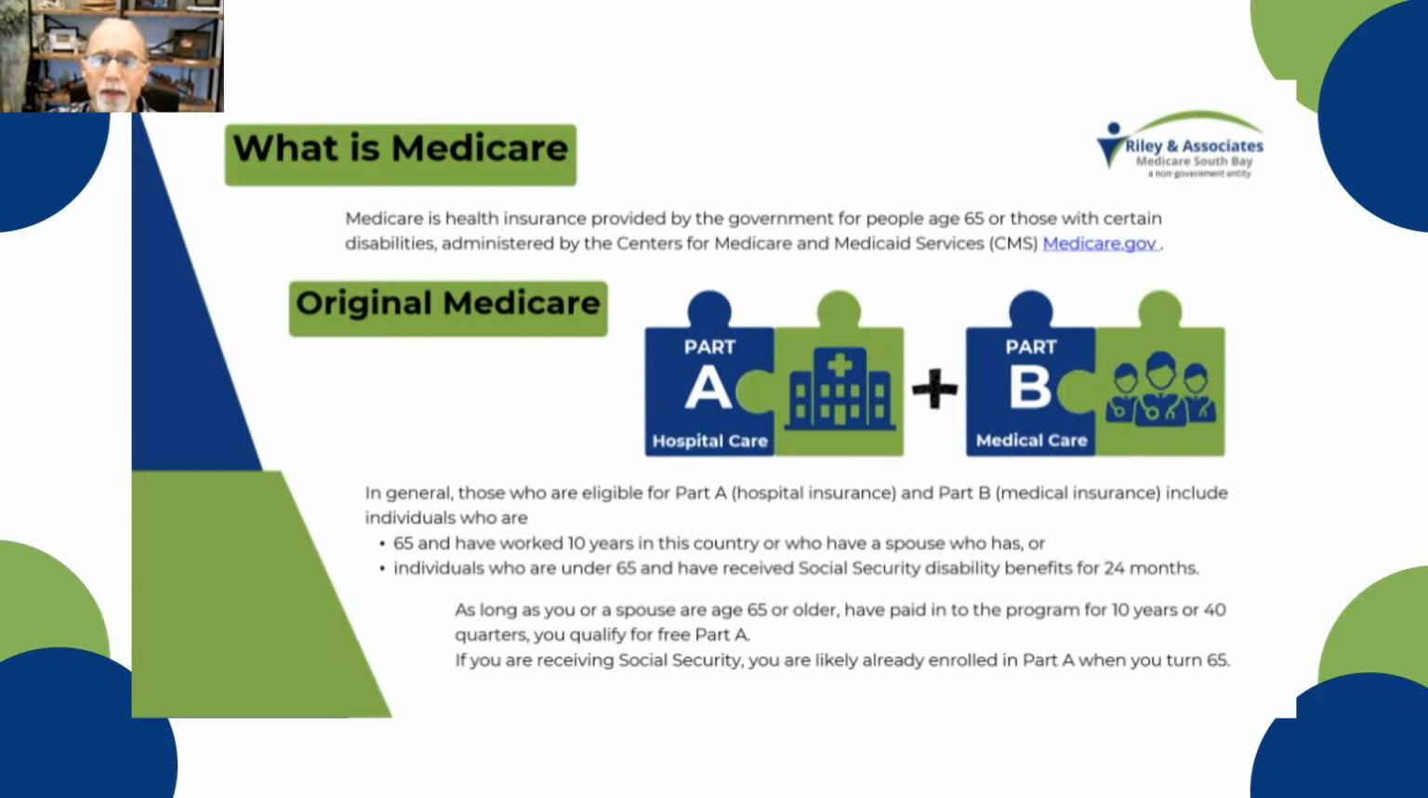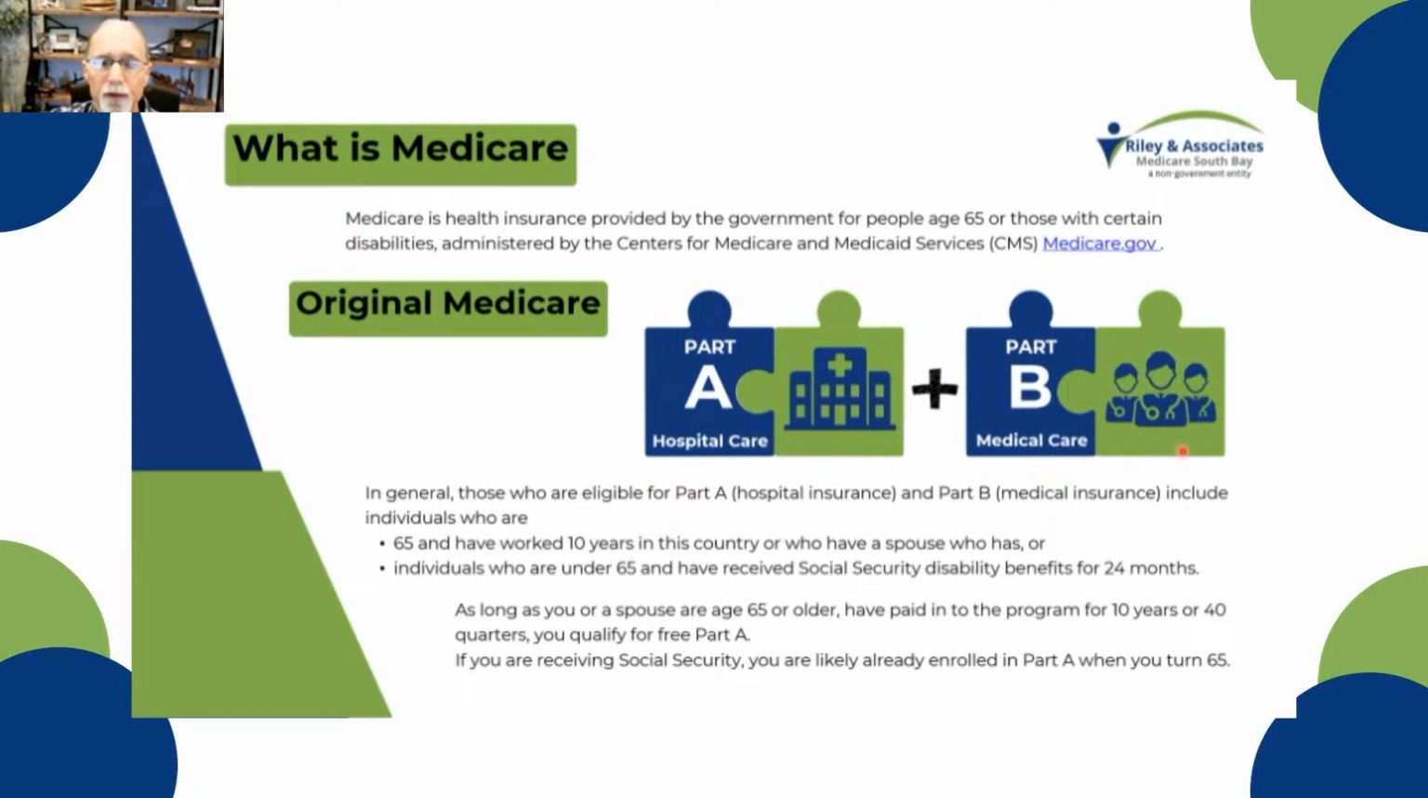So let's take a look here. Part A is your hospital insurance. This covers things like inpatient hospitalization and skilled nursing. Your Part B covers most everything else. It's going to cover your doctor visits, your labs, your x-rays, diagnostics, even outpatient surgery. So together, both of these are known as Original Medicare.